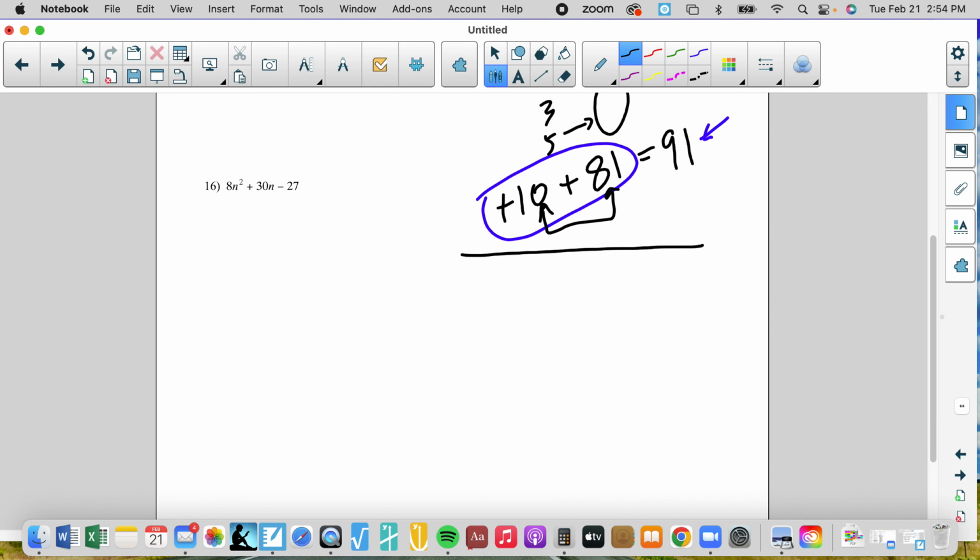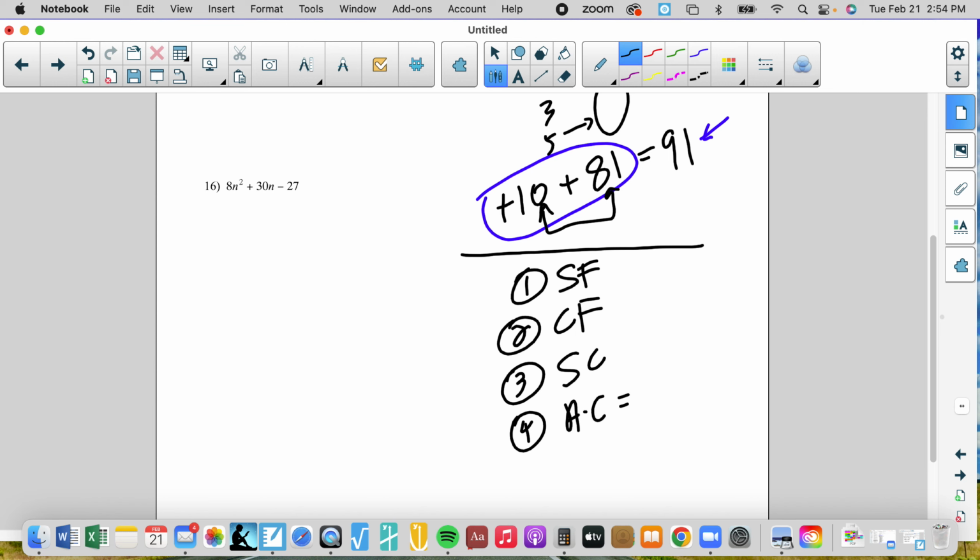All right. Standard form? Yes. Common factor? Nope. Close. No common factor yet. Next one. Hint: special case? Nope. Neither are perfect squares. A times C is 8 times negative 27, which is a big number.